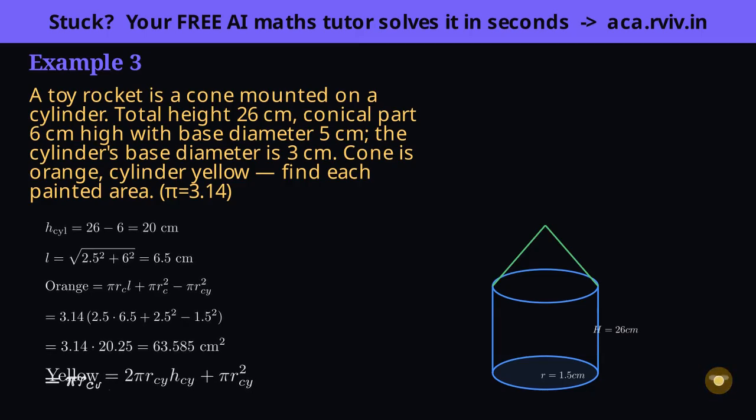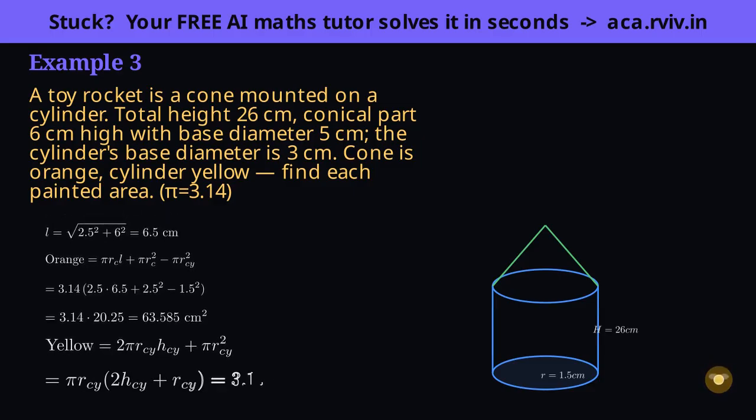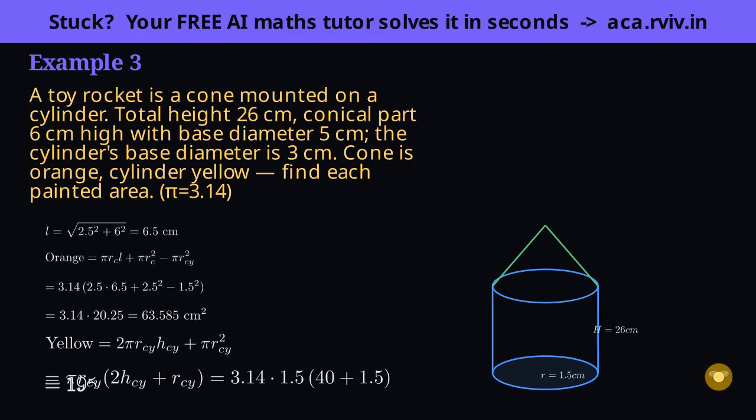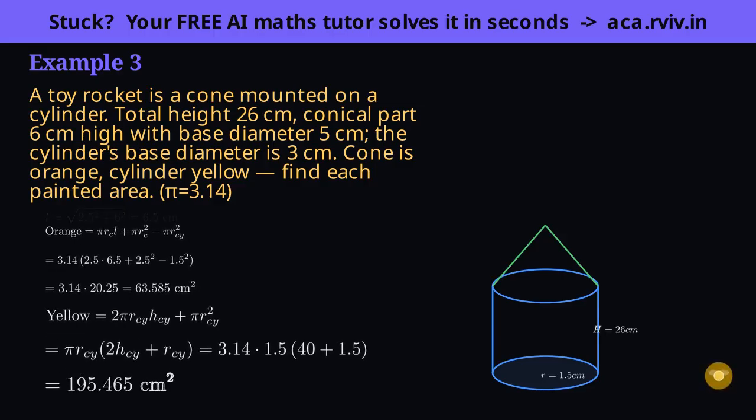Factor pi r cyl out of both terms to keep it tidy, leaving 2h plus r inside, 2 times 20 is 40, plus the radius 1.5. Multiply through for the yellow area, about 195.5 square centimeters.